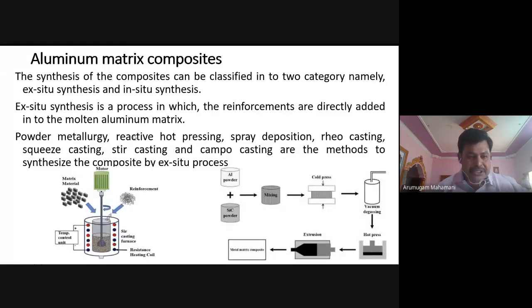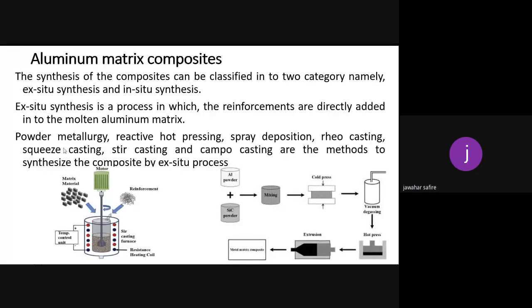Ex situ composites are available in many methods. Powder metallurgy based composite is widely available in literature. Aluminum-based composites are made by powder metallurgy.